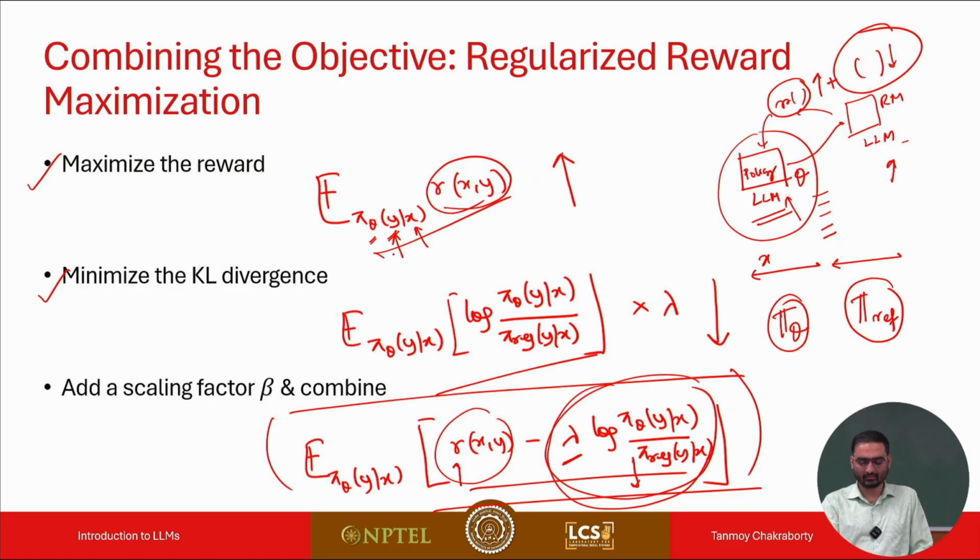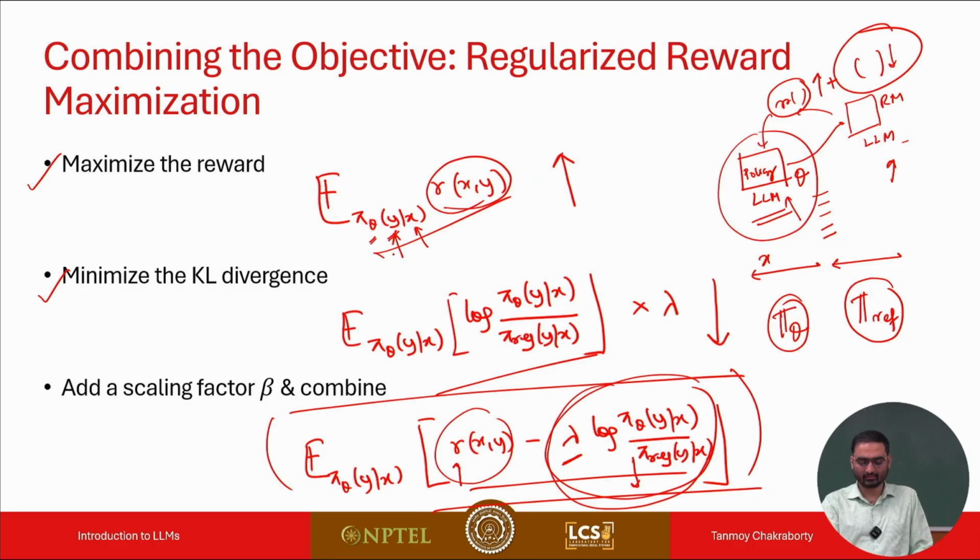Therefore, to address this reward hacking loophole, you have another component in the objective function which you want to minimize. And what is this component? This component is basically the KL divergence between the old policy and the updated policy, the old LLM and the updated LLM, right? So you do not want the updated LLM to be very, very far from the starting LLM.